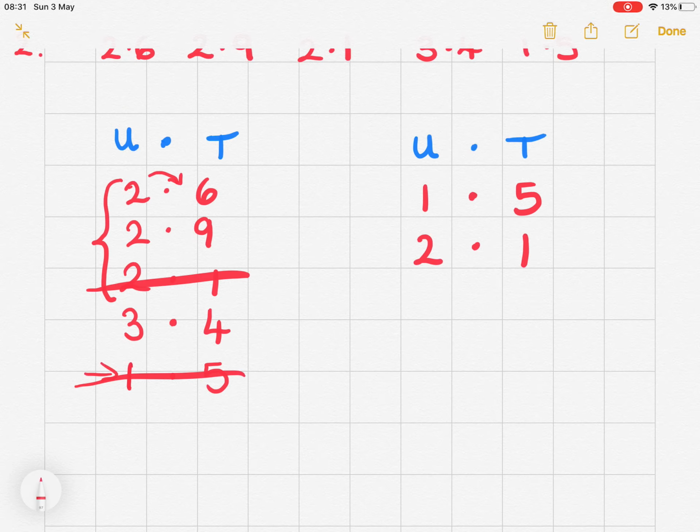2.1. 2, 2, 3, so we're going up to 2, we need to go over to the next column. 6 is smaller than 9, so we have 2.6. Then we go over again. 2, 3, 2 is still the smallest, which means 2.9 must be next. And then 3.4 must be our biggest number.